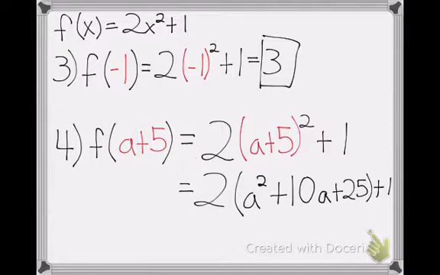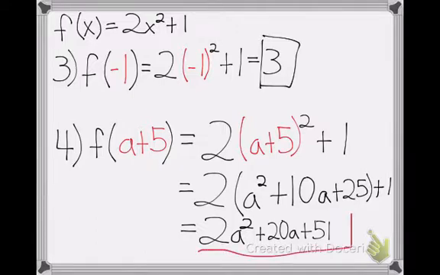A plus 5 quantity squared is a squared plus 10a plus 25. This plus 1 out here is the same as this plus 1 here. Now, we distribute that 2 and combine like terms. And what you should end up with, once you've done that distribution, is 2a squared plus 20a plus 51. This quantity here is the answer. That is, 2a squared plus 20a plus 51 is the output corresponding to the input a plus 5.